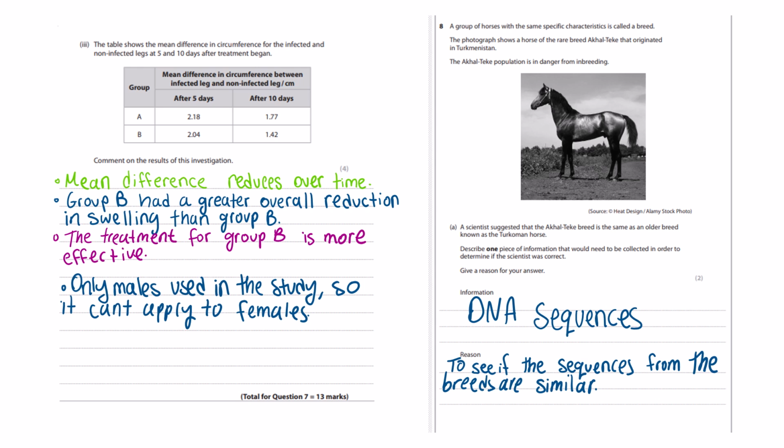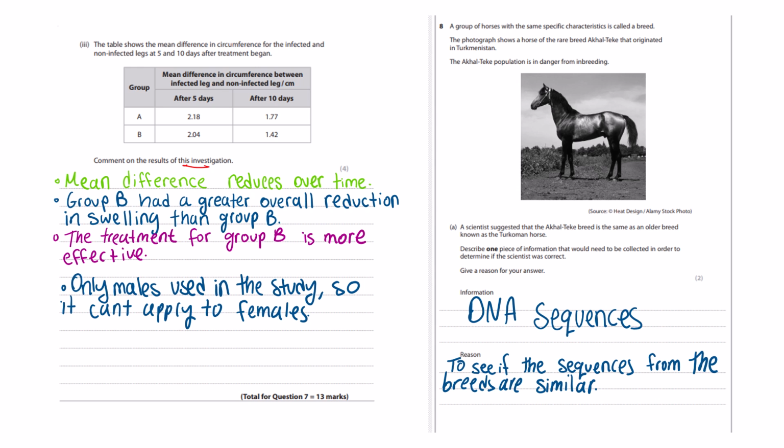Okay, so the mean difference reduces over time. Group B had a greater overall reduction in swelling than Group A. The treatment for Group B is more effective. You can see why it's more effective because the mean difference in circumference between the infected leg and the non-infected leg has decreased. Now, only males were used in the study, so it cannot apply to females. That's one of the points you can also comment on.